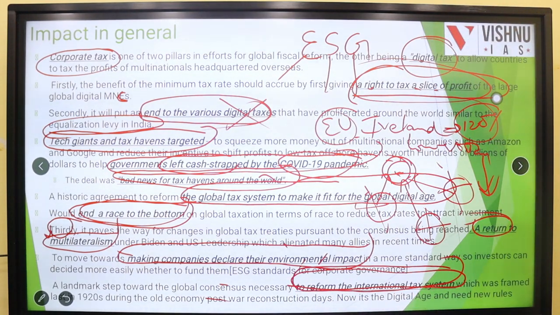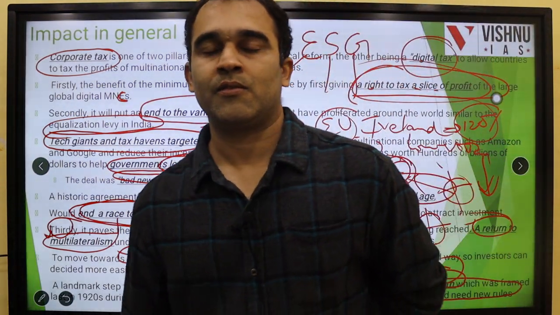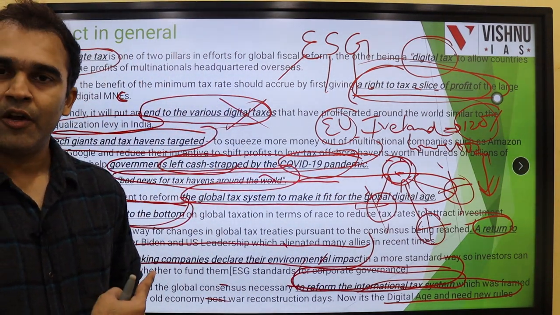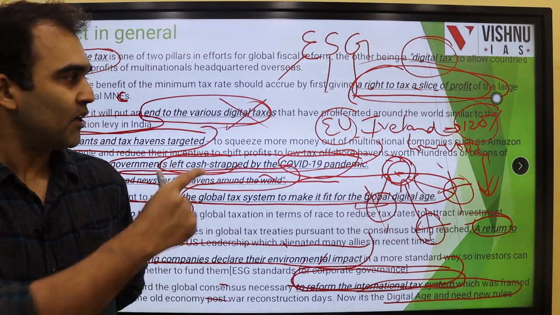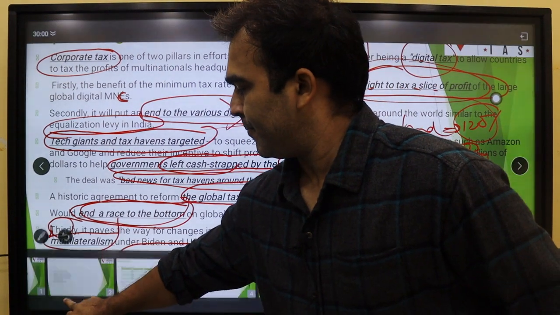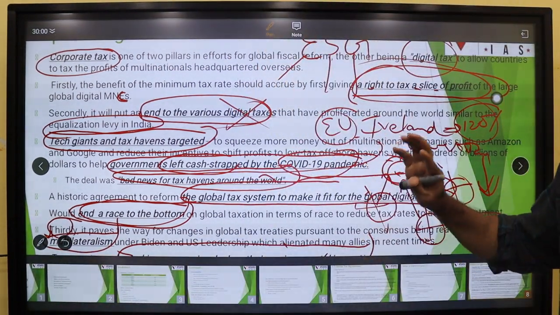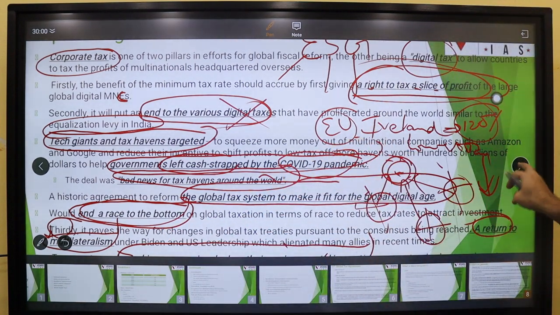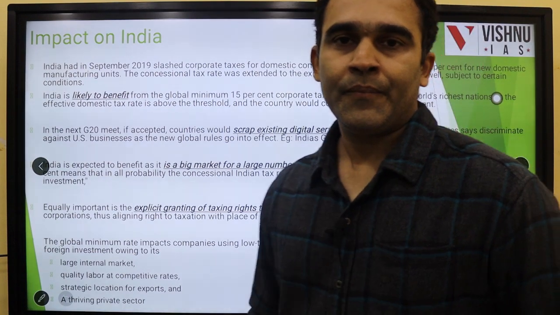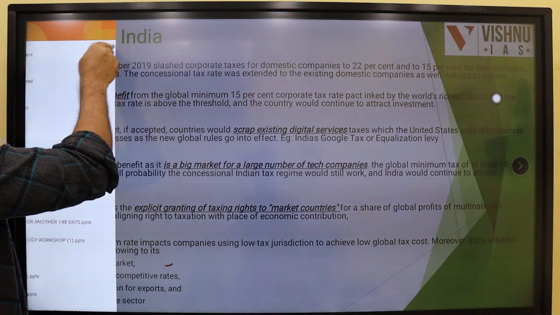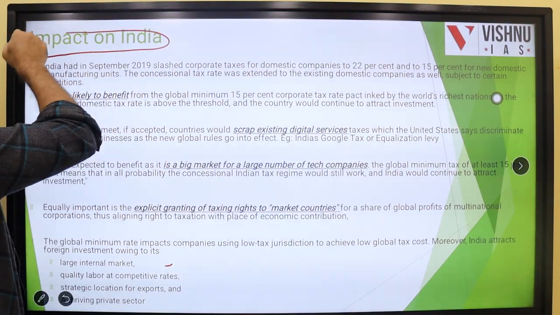Now is the chance to step into this new digital age and new rules. This is for your mains. This is how you need to look at it. It was a simple topic. But look at the various other avenues, various other points of the economy this particular topic is impacting. And this is impact on India.